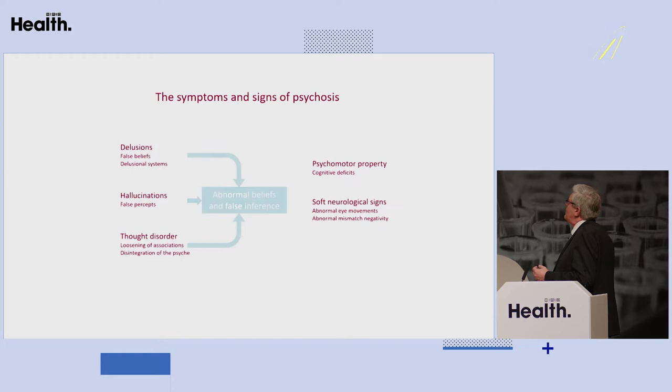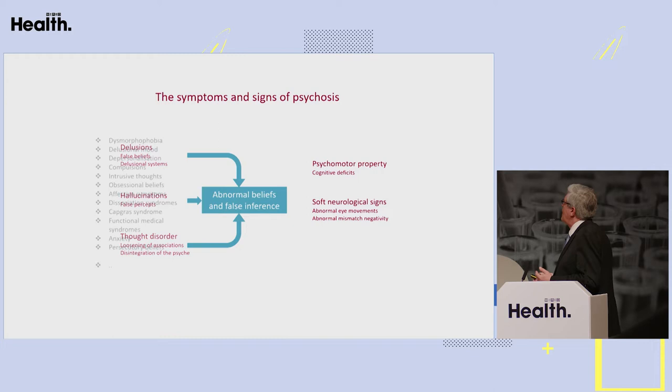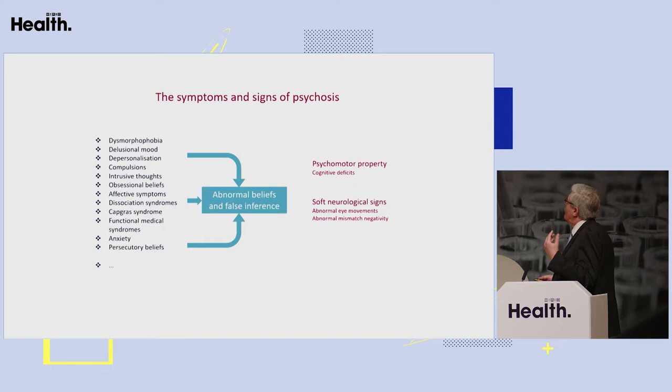Indeed, if you think about it, nearly all of neurological and psychiatric symptoms and experience can be cast in terms of some form of abnormal belief updating and false inference. I've just listed a few here in terms of false beliefs about my body, false beliefs about whether I exist, am I a person, obsessional thoughts, compulsive thoughts, and so on.